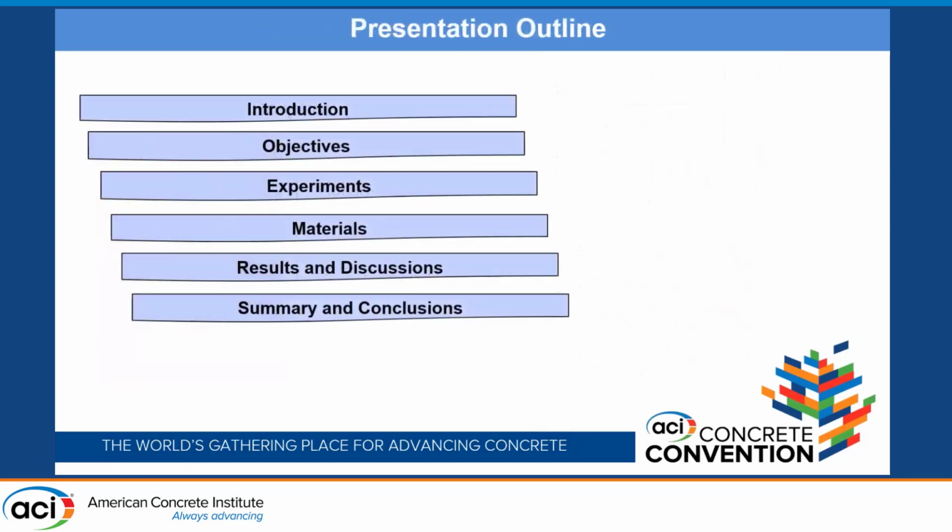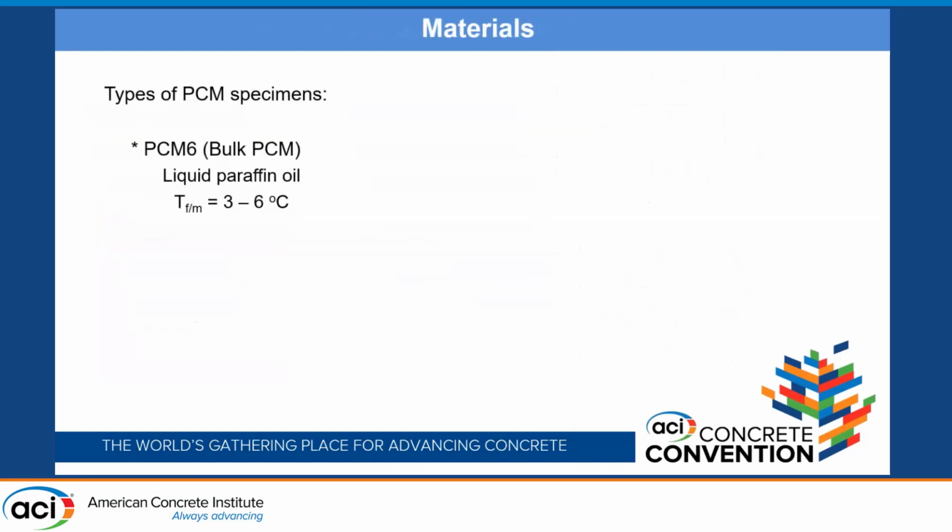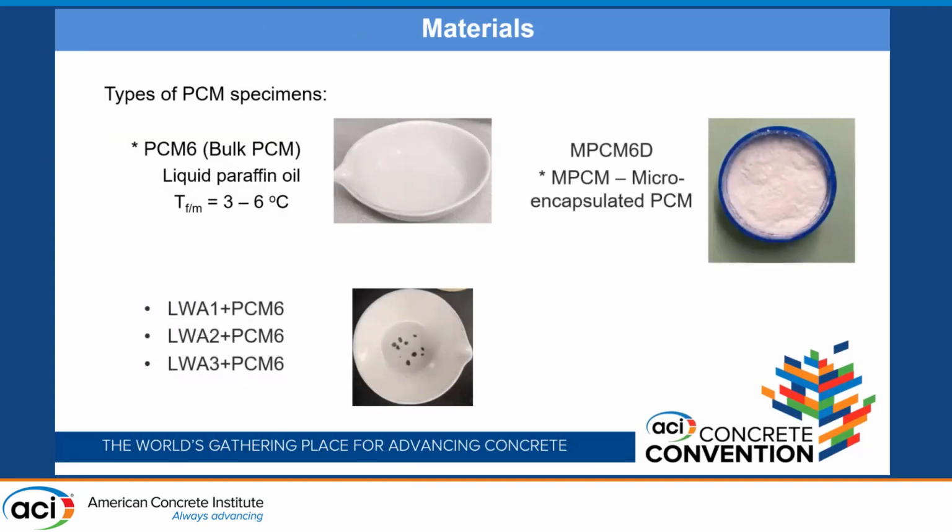Okay, let's look at the materials that we have used for the experiment. We have three different types of PCM. Basically, the first one is the liquid paraffin oil. The second one is the microencapsulated PCM, which is directly available from the market. And for the lightweight aggregates, we have three different types: lightweight aggregate 1, lightweight aggregate 2, lightweight aggregate 3.